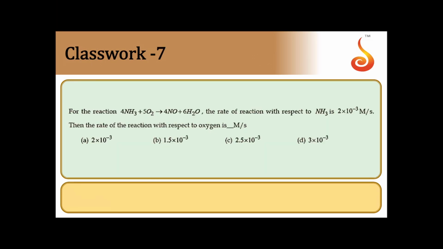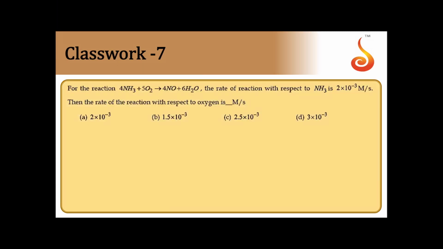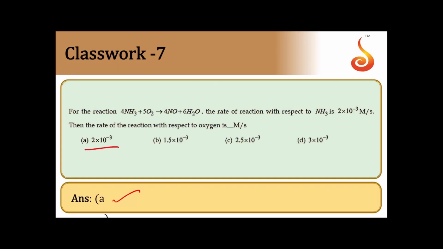For the reaction 4NH3 plus 5O2 giving rise to 4NO plus 6H2O, the rate of reaction with respect to ammonia is 2 into 10 to the power of minus 3, and the rate of reaction with respect to oxygen is how much? Rate of reaction with respect to any component of the reaction always remains the same. Therefore the answer is the same value, that is 2 into 10 to the power of minus 3. So answer is A. So rate of reaction with respect to any component remains the same. So A is the answer.